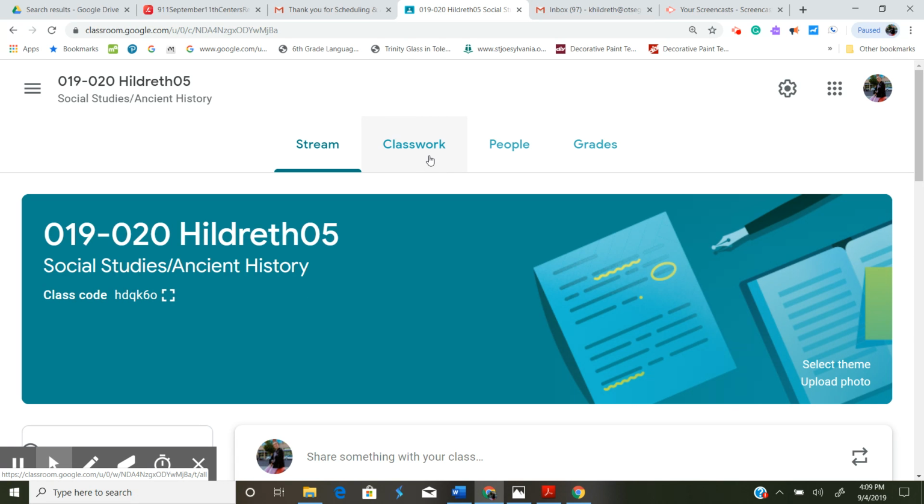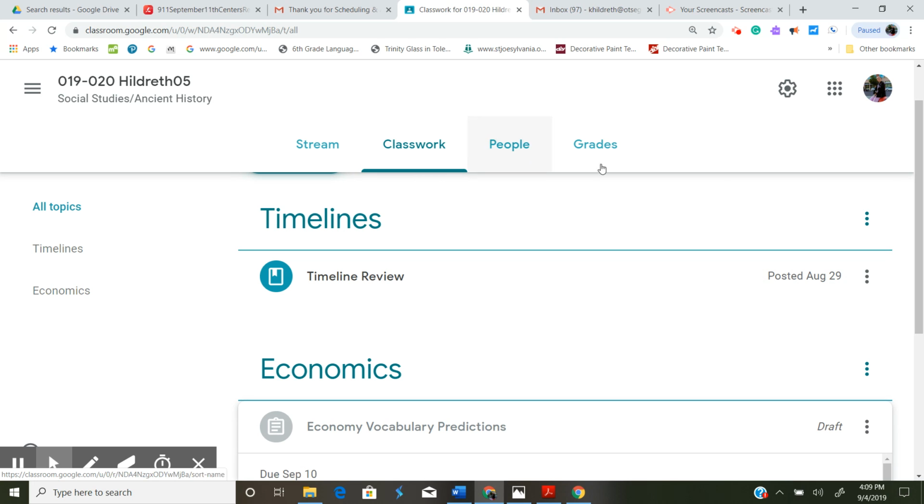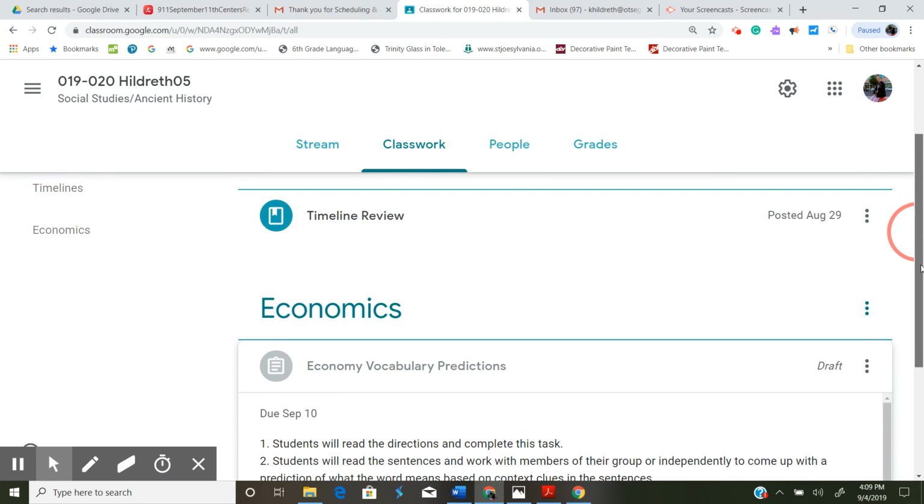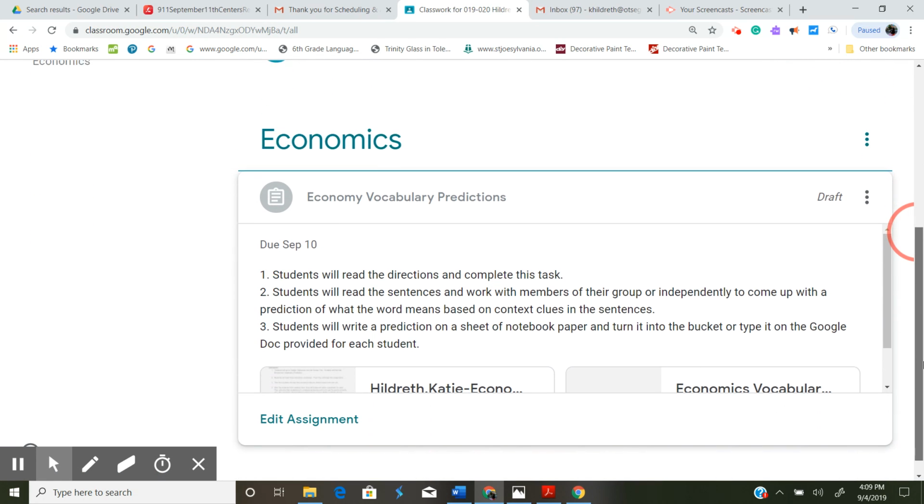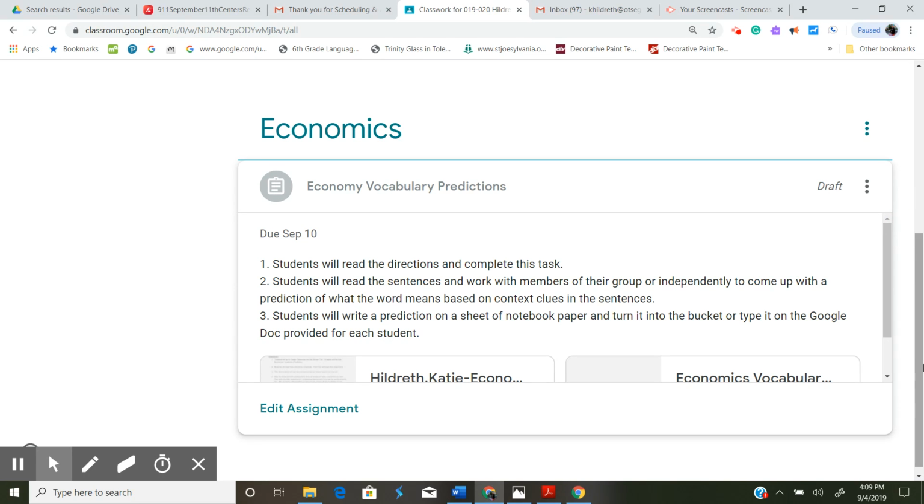We're going to go to the Classwork tab today. And if we scroll down, you're going to see economics, and you're going to see an assignment. It's actually a draft, but it'll be in your classroom tomorrow for the students that have me on black days, because tomorrow is a black day. So it'll be 5th, 7th, and 8th period that will get this first.